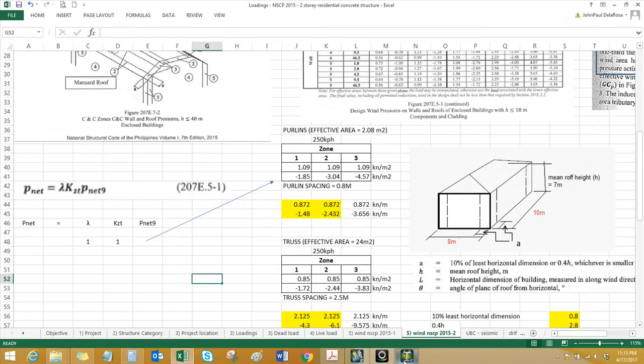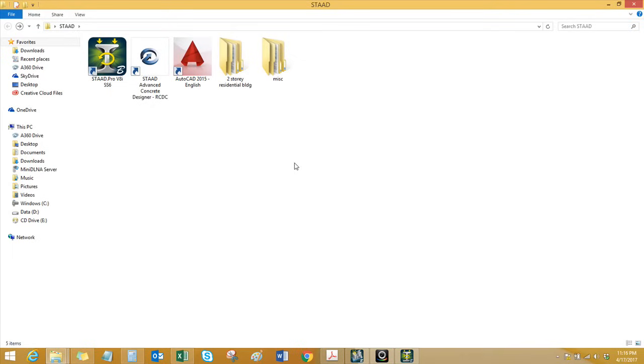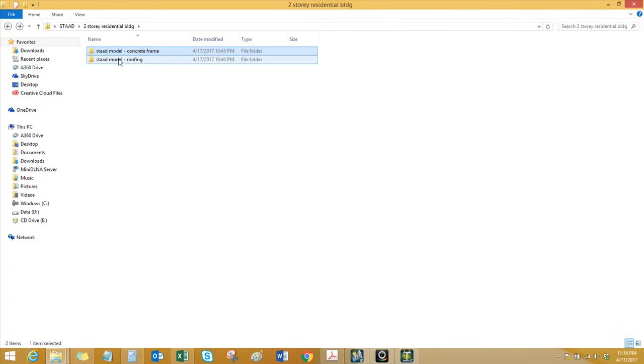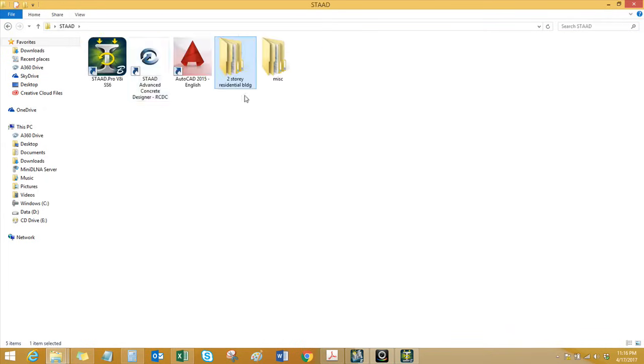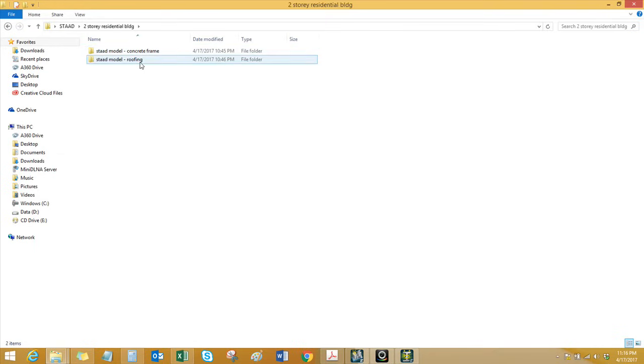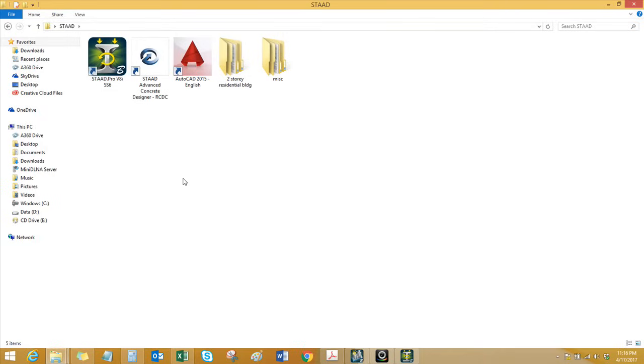Okay, so design na natin yung purlins natin. Okay, so open natin yung STAAD, and before we create yung model, nag-create na ako ng dalawang folders dito, which is for the concrete frame and for the roofing. So, roofing, dito natin i-design yung purlins, tsaka yung truss. Okay. And dito sa project natin, two-story residential building, tatlong software yung gagamitin natin sa design. Of course, yung STAAD, then yung STAAD Advanced Concrete RCDC, okay, and of course, kailangan natin yung AutoCAD. So, dito natin ipa-finalize yung mga drawings natin.